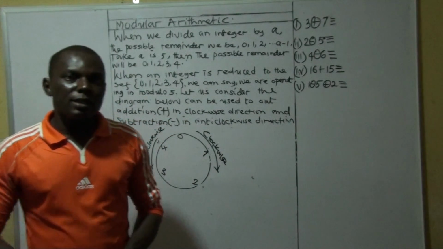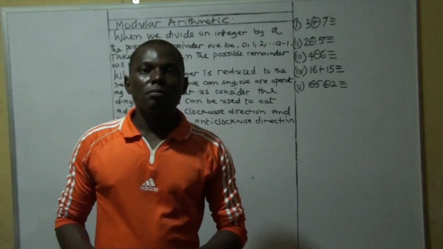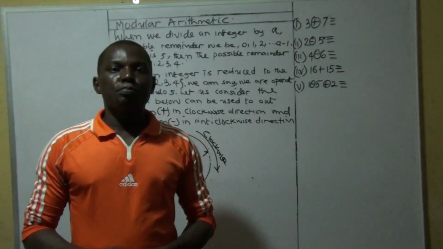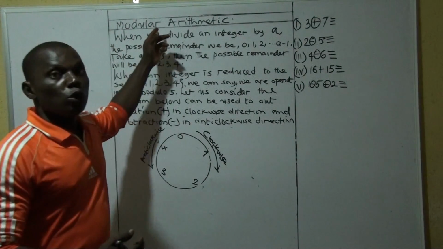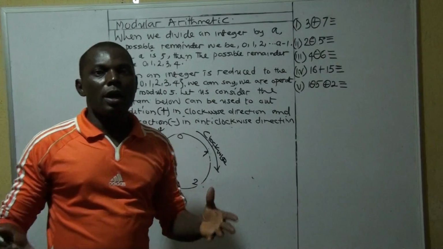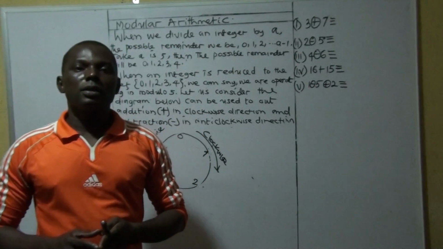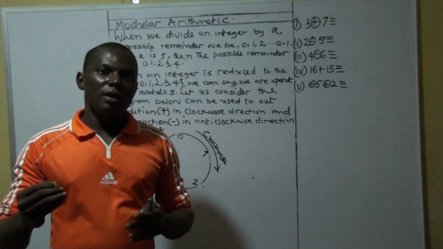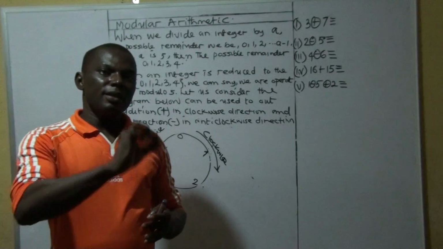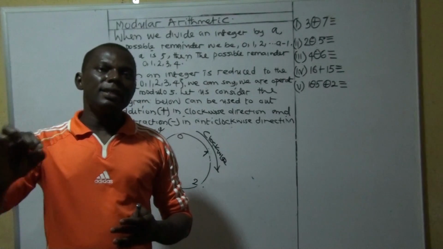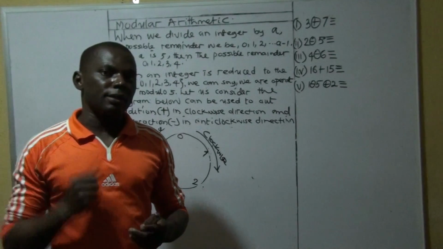In this class, we are going to look at something very interesting. We're going to look at an introduction to modular arithmetic. Now, modular simply means that something is restricted to a certain degree or adjusted to a certain extent.